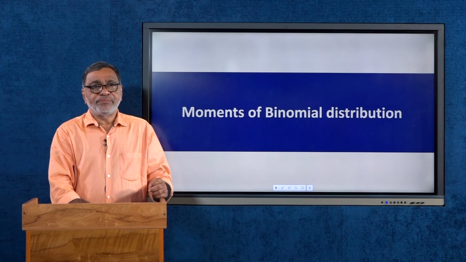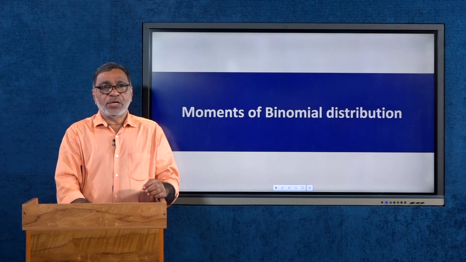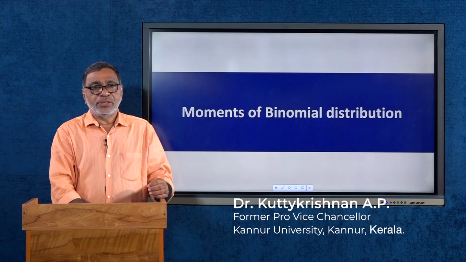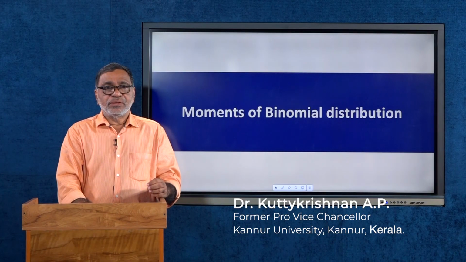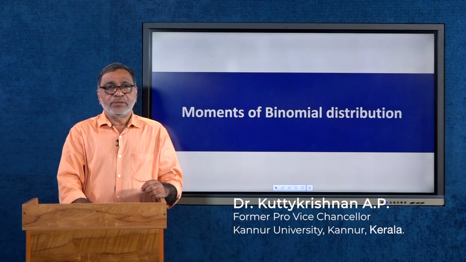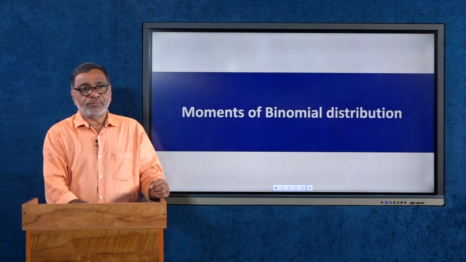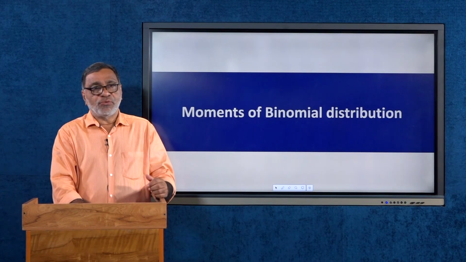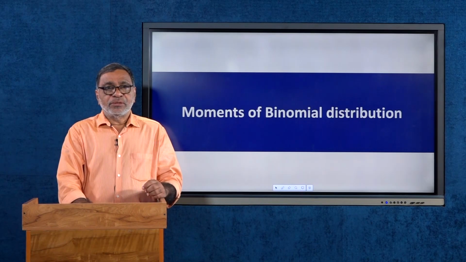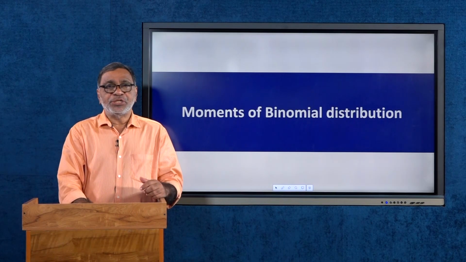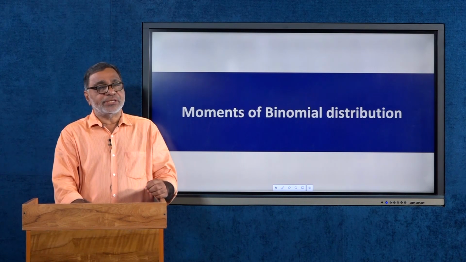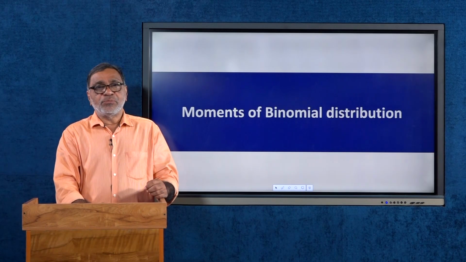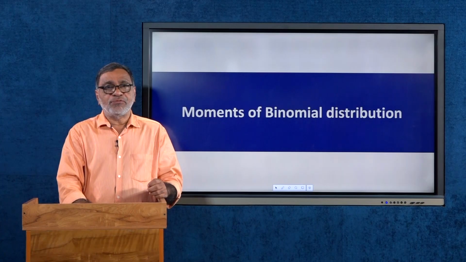Already we defined the binomial distribution and its probability mass function and its applications in the last module. Now we are going to find the moments of the binomial distribution. That means mean, variance, third moment, fourth moment, etc., so as to find the measure of skewness, measure of kurtosis, etc. for the binomial distribution, and the properties of the binomial distribution can be identified on the basis of these moments.